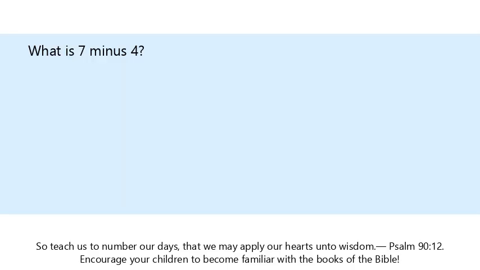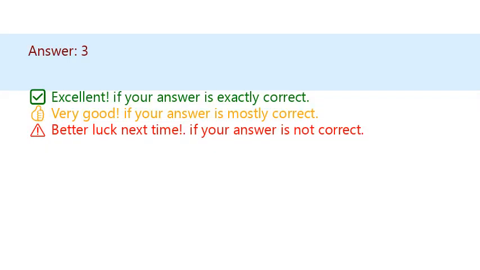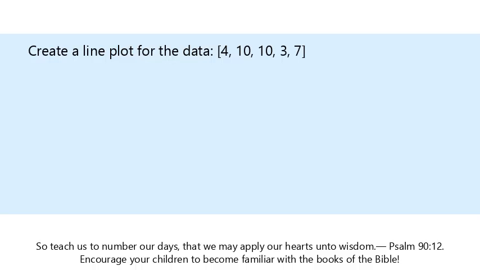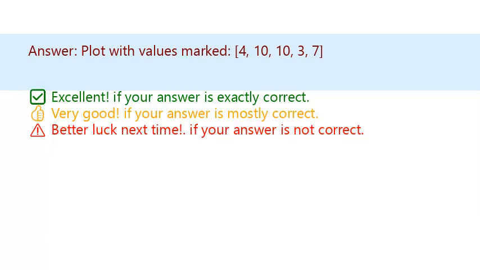What is 7 minus 4? Answer, 3. Create a line plot for the data: 4, 10, 10, 3, 7. Answer, plot with values marked: 4, 10, 10, 3, 7.